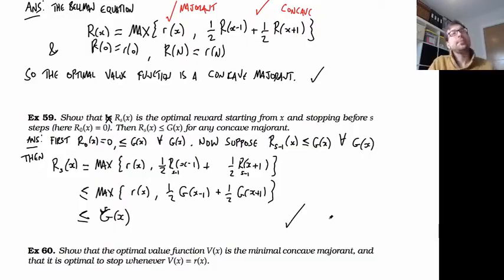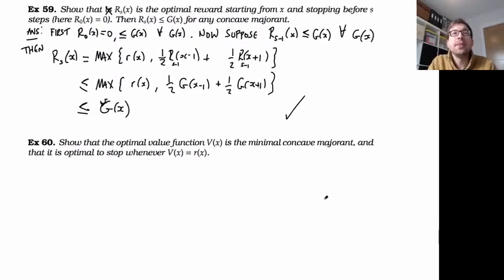All right? So now we want to use that fact to show that, well, if it's less than any concave majorant, then maybe the optimal value function is in fact the minimal concave majorant, the smallest one that we can choose. Okay, so let's show that.